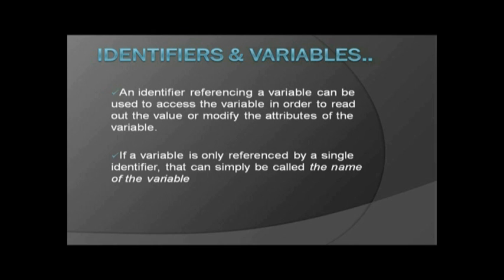Identifiers and variables. An identifier referencing a variable can be used to access the variable in order to read out the value or modify the attribute of the variable. If a variable is only referenced by a single identifier, that can simply be called the name of the variable.